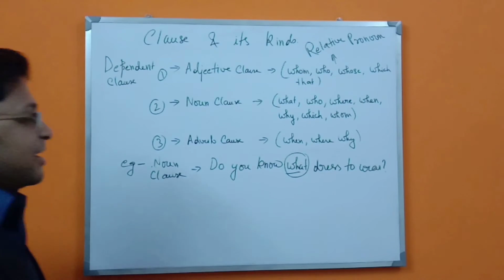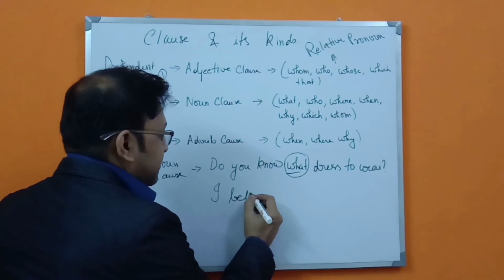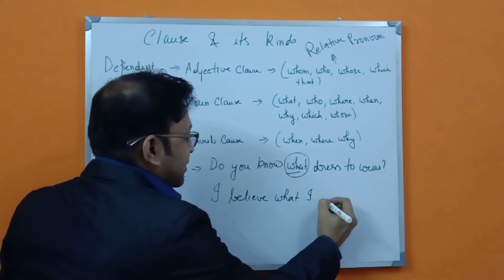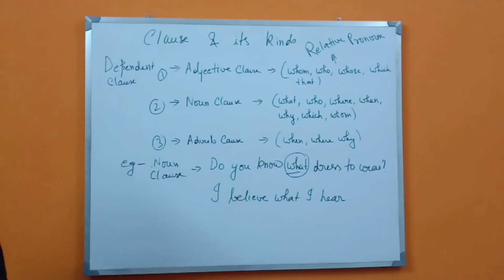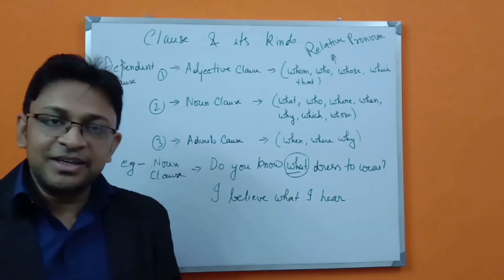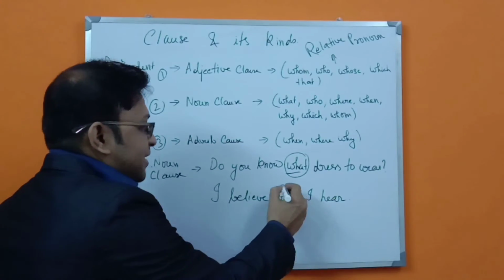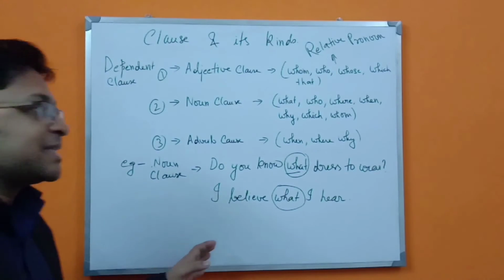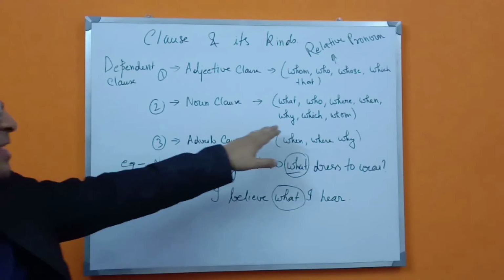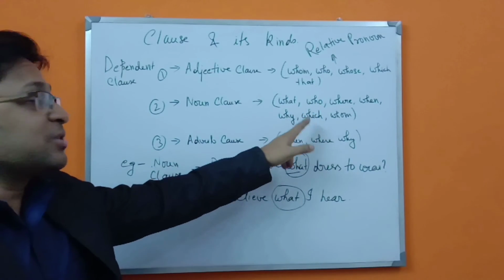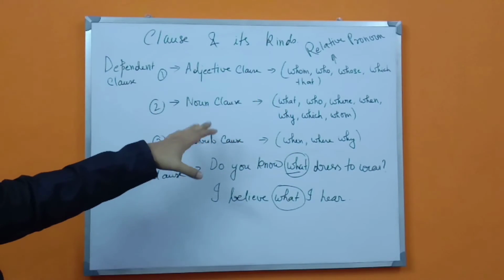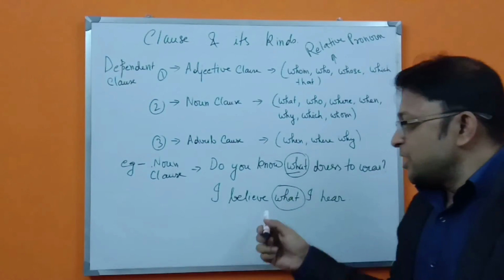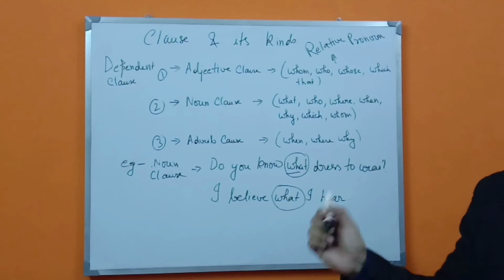For example: I believe what I hear. That means what I am hearing, I believe that. So here also this is used, and it gives you a complete sense. These are examples of a noun clause, and I am using those conjunctions and relative pronouns or relative adverbs, and after that I am giving the sentence a complete meaning. You have to remember these things, and these will help you in your exam.